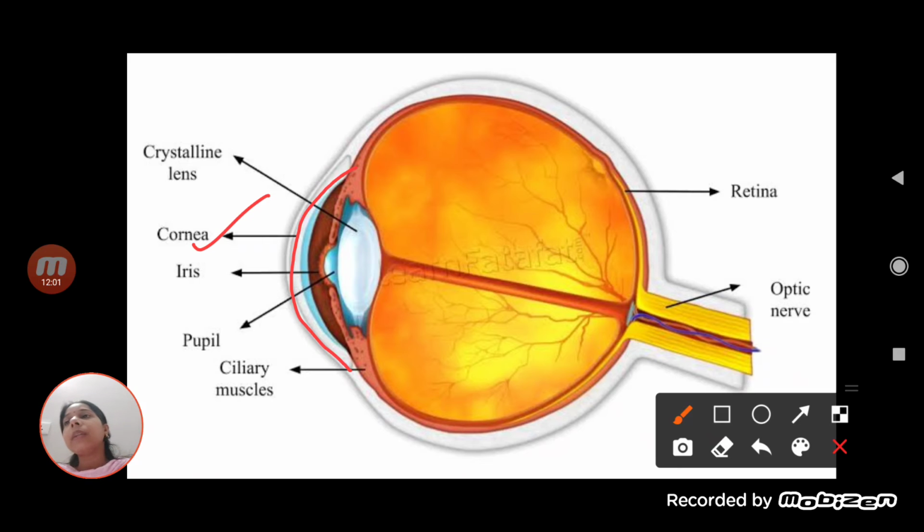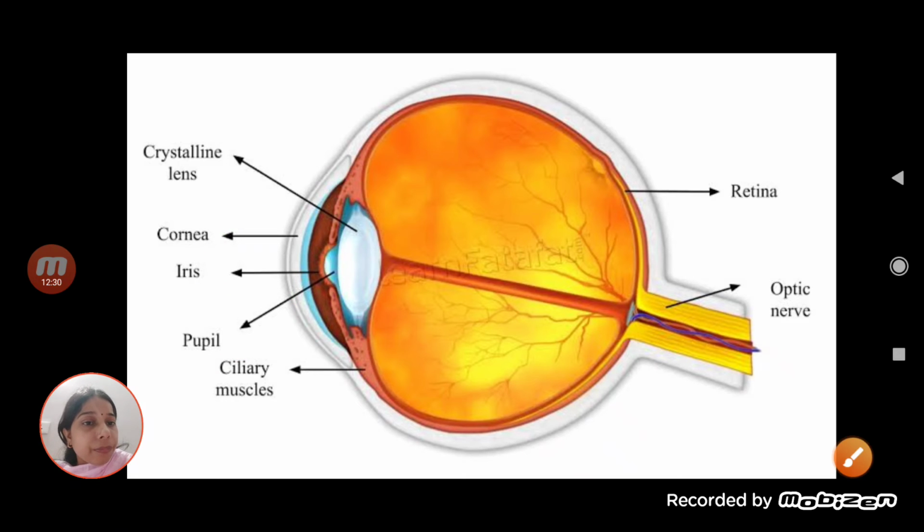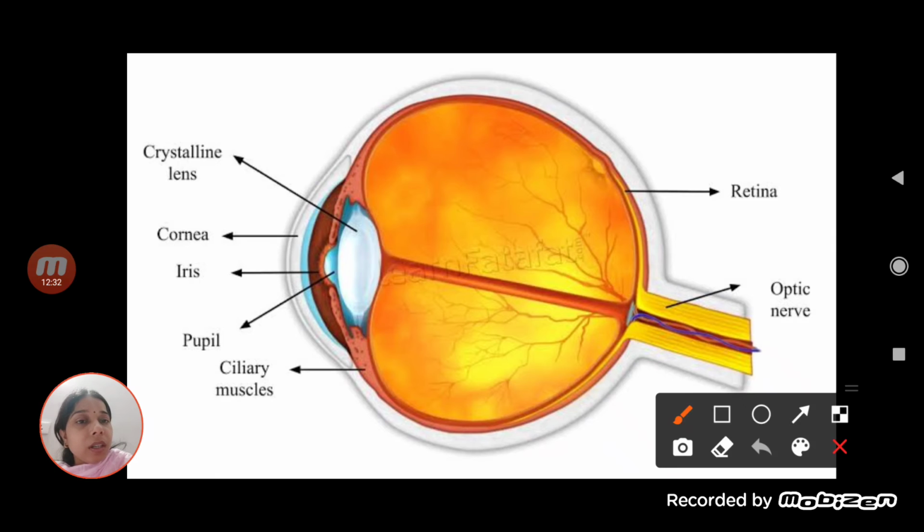So we can say here that it allows the light to enter into the eyes, and it is because of the cornea only, we can say that's like a window of the eye which allows the light to enter. Okay, so the outermost part is the cornea. The second part is what, students? That is iris or that of pupil. You can see this is the iris, and the pupil is inside it.